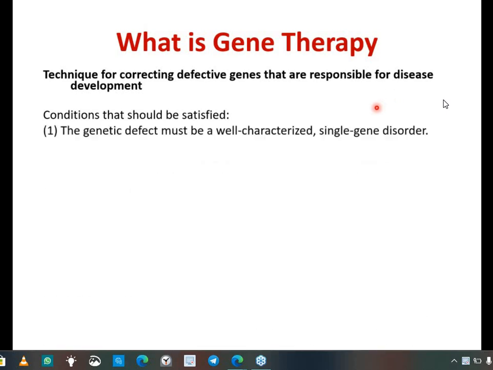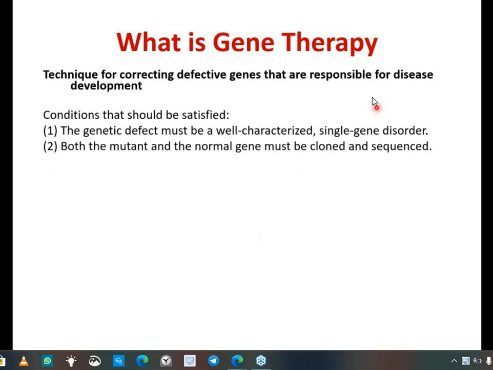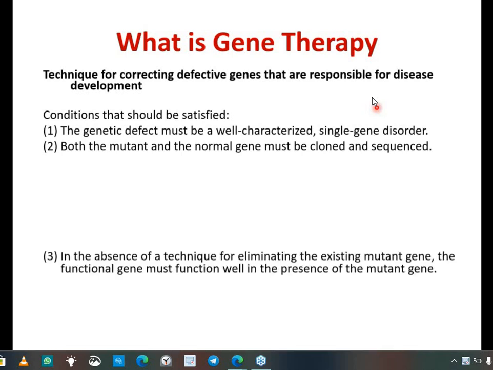Conditions that should be satisfied before you carry out this procedure of gene therapy: the genetic locus, where the genetic defect is present, must be well characterized, and it should be a single gene disorder. Both the mutant as well as the normal gene must be cloned and sequenced. We need to know the exact sequence of what is the mutation and what is the normal gene. What is the sequence of that gene?